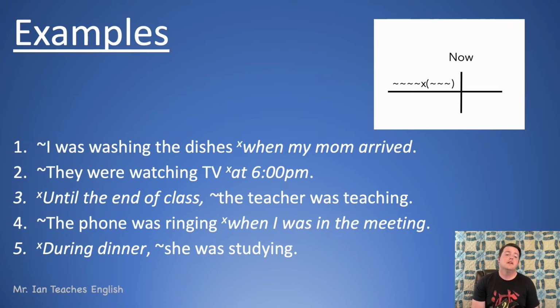The second one, they were watching TV at 6 p.m. Here we have the continuing action. We're watching TV at 6 p.m. interrupted that. So before 6 p.m., they were watching TV. After 6 p.m., they were watching TV. It was a continuous action. Now note, this is something that is in progress at that time. They did not start watching TV at 6 p.m. They just were watching TV at 6 p.m.